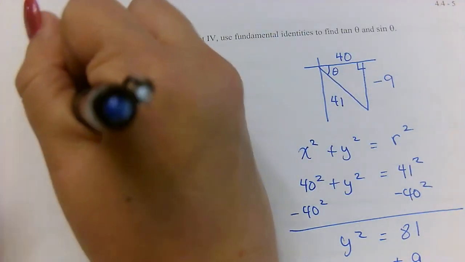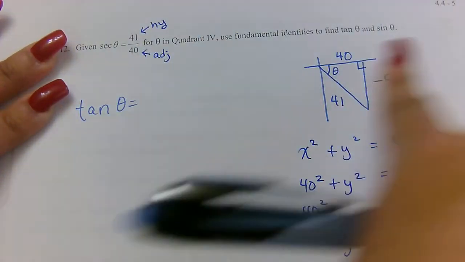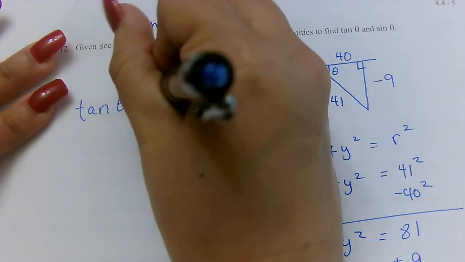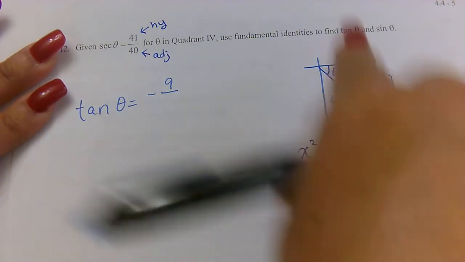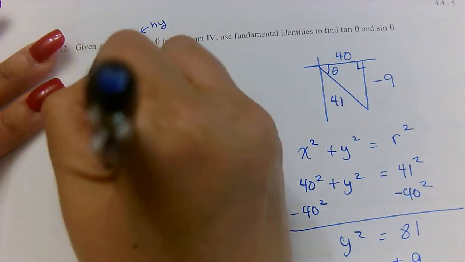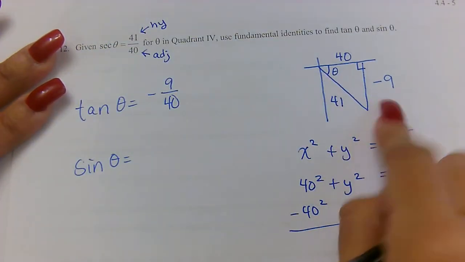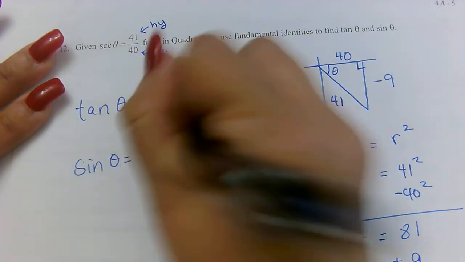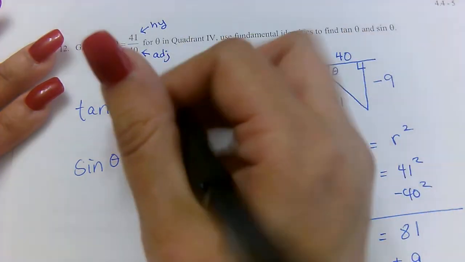So tangent of theta is going to be opposite, -9, over adjacent, which is 40. And sine of theta will be opposite, which is -9, over hypotenuse, which is 41.